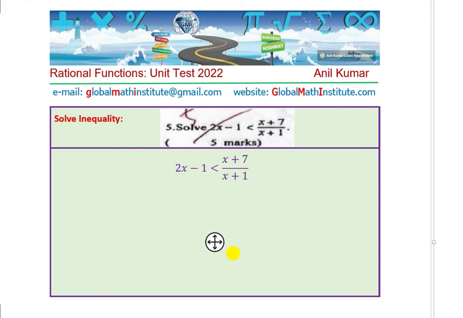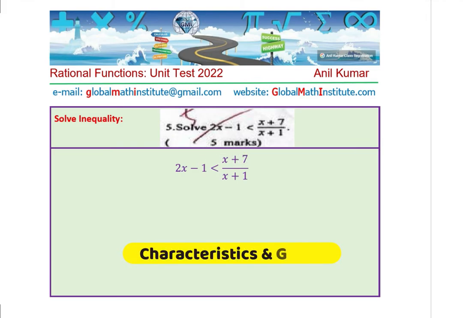Question number 5, as I said, is of inequalities. Interesting inequality. You cannot cross multiply, you understand. Do you know why you cannot cross multiply? You have to bring all the terms to one side to solve this particular question.